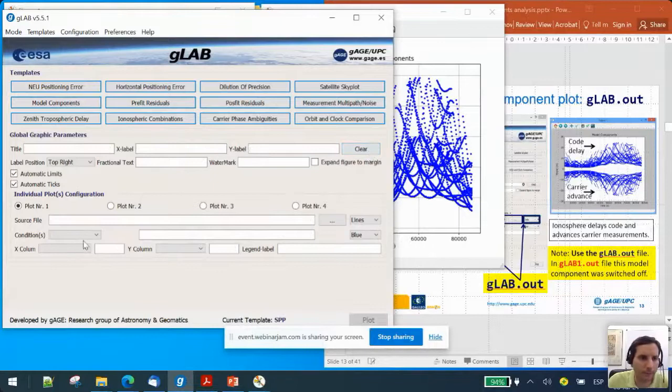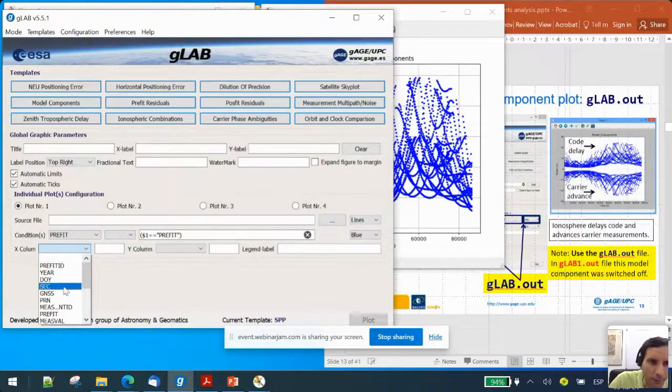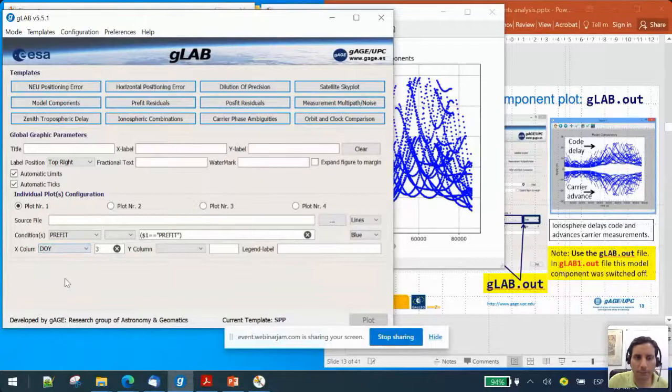Following with the prefit message, we can see all of the different fields that we can plot, but we identify them by the number of the column. I hope now it's a little bit more clear.